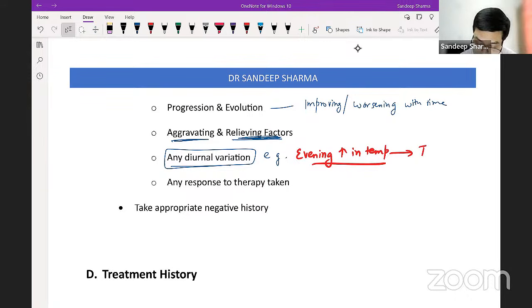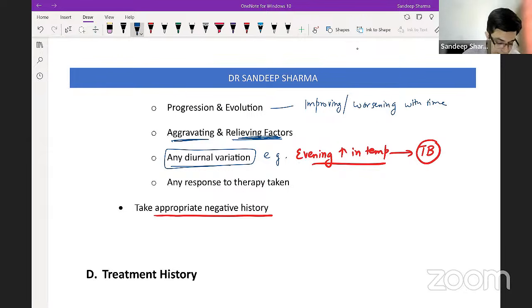It is tuberculosis. In real life, we don't see it very often, but examiners are very fond of asking about evening rise in temperature. Most of you are answering correctly. Absolutely right. And you will also mention any response to therapy in the patient, related to the chief complaint. And then you should ask for any appropriate negative history.